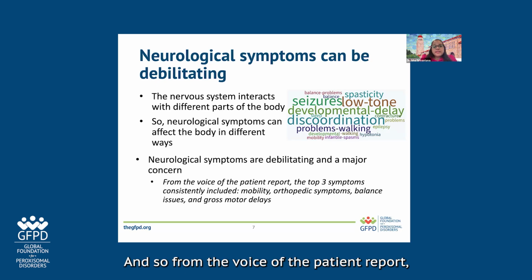And so, from the voice of the patient report, from feedback from many of you, neurological symptoms, including changes in mobility, orthopedic symptoms, balance issues or ataxia, motor delays, were consistently the top three symptoms that were included. And so I want to talk a little bit about how these neurological symptoms can be thought of from a neurologist's perspective.